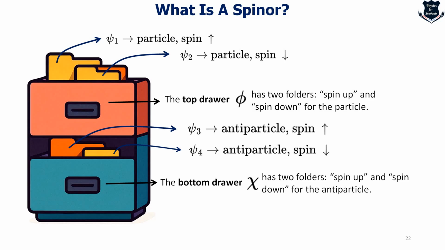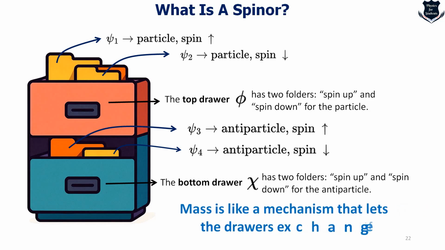The first one, which is particle spin up and spin down, and the bottom one has an anti-particle spin up and an anti-particle spin down. So when the mass comes into existence, these drawers exchange the files.